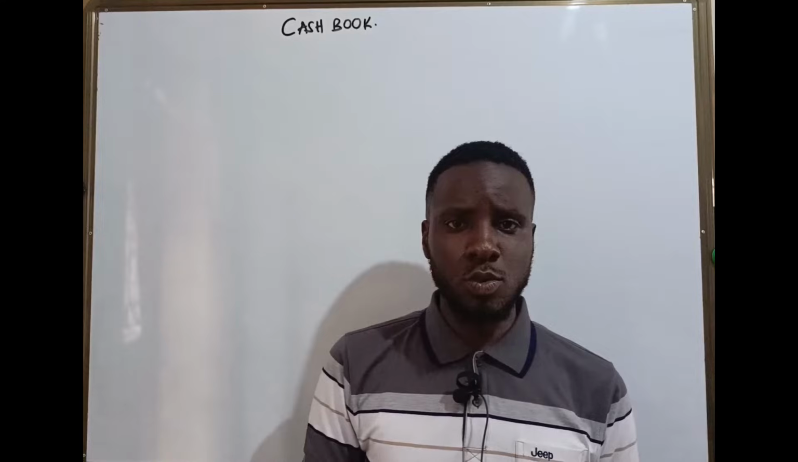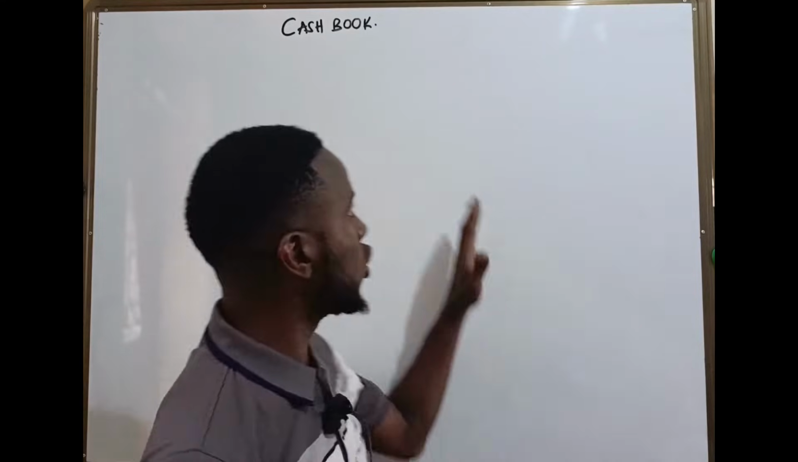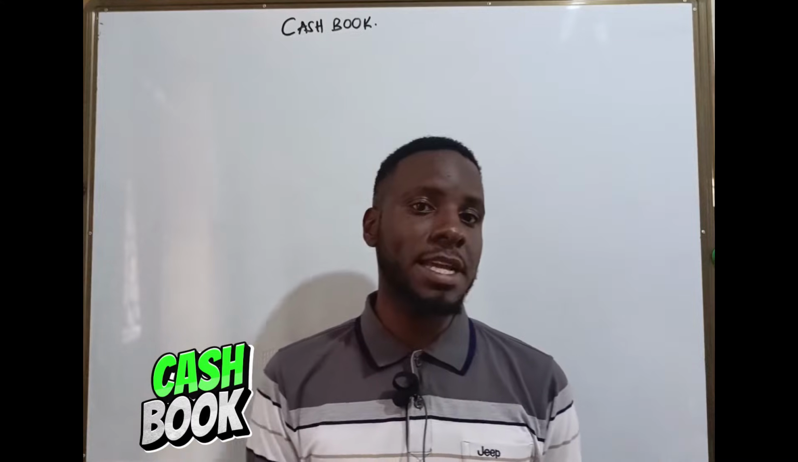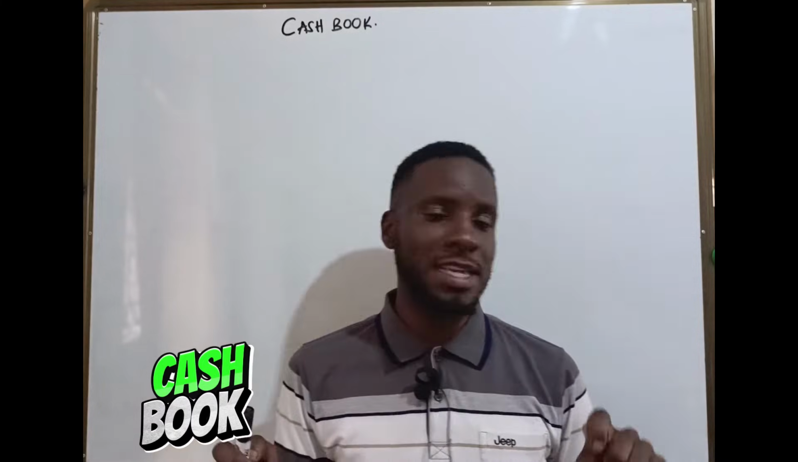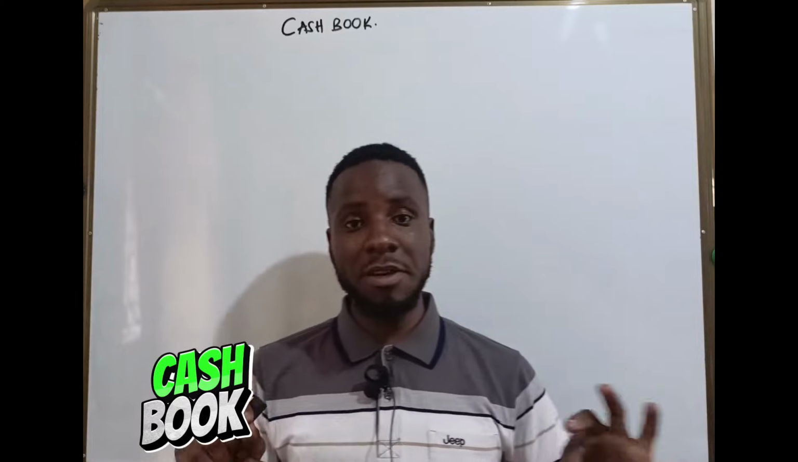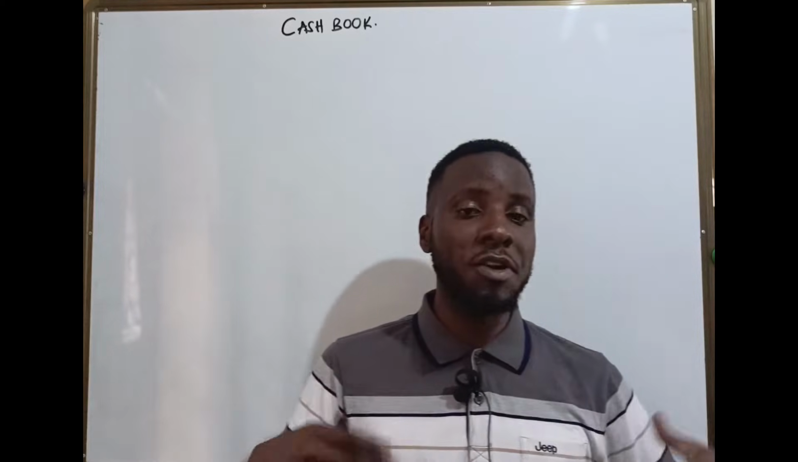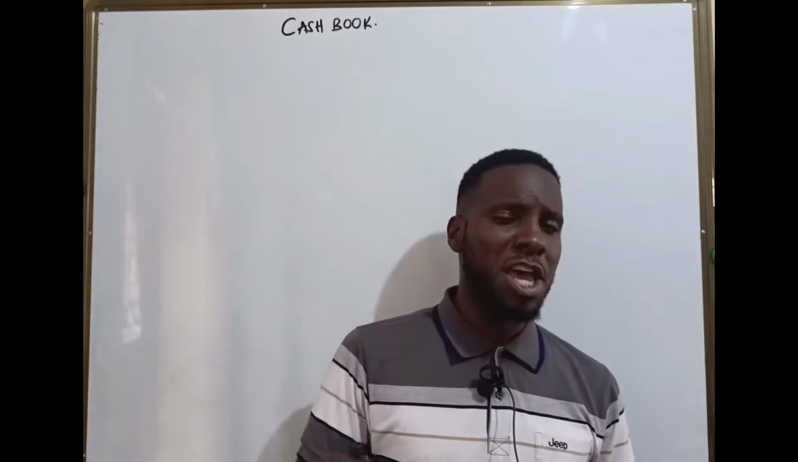Today, I would like us to have a discussion on the cash book. Previously, in our video, we talked about the accounting books, and we said we have basically two broad classes of accounting books. We said we have the subsidiary books, where we record transactions for the first time. So that means we record our transactions for the first time in the subsidiary books before we transfer them to the principal books.